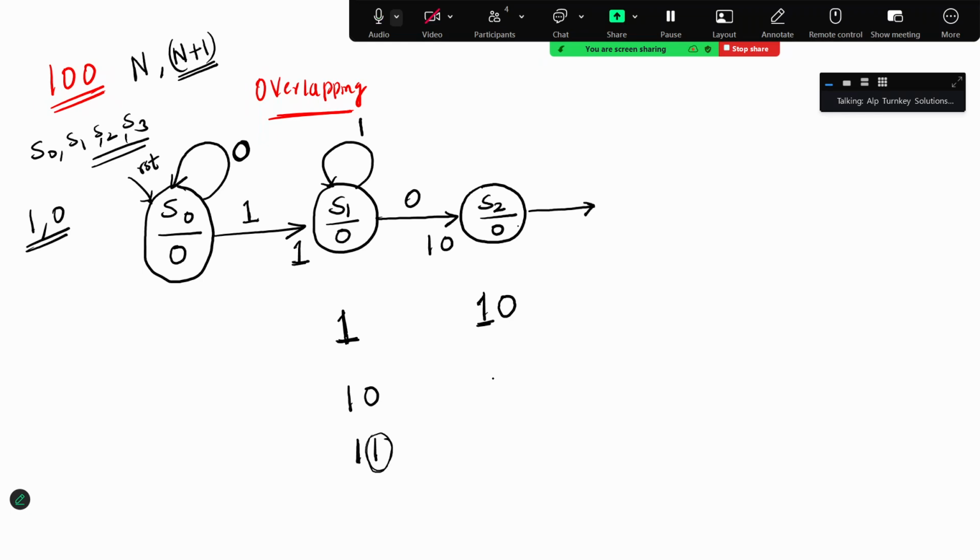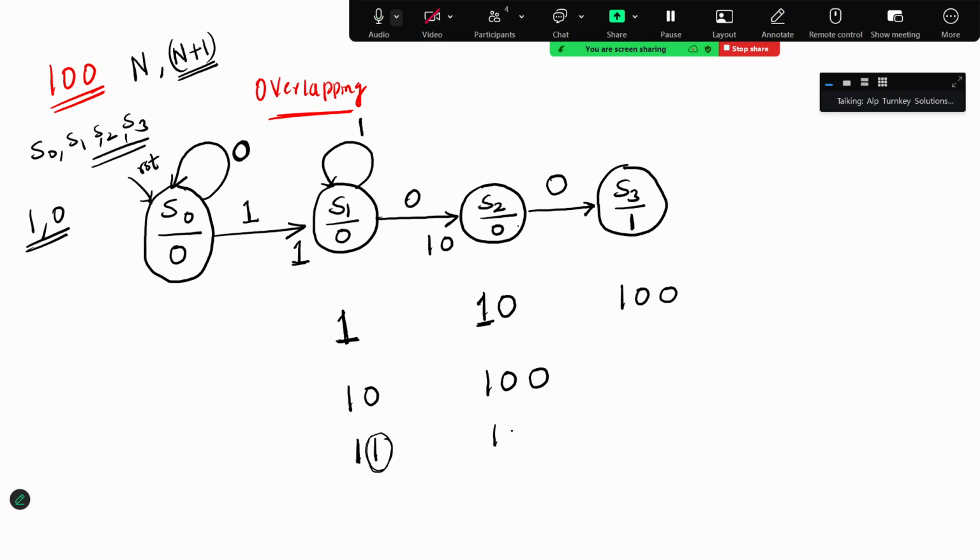Next, at S2 I need to check. I am checking for 0. So 0 means it will go to the next state. Here the state is S3, and I got the sequence, so the output becomes 1. Here I got 1 0 0.